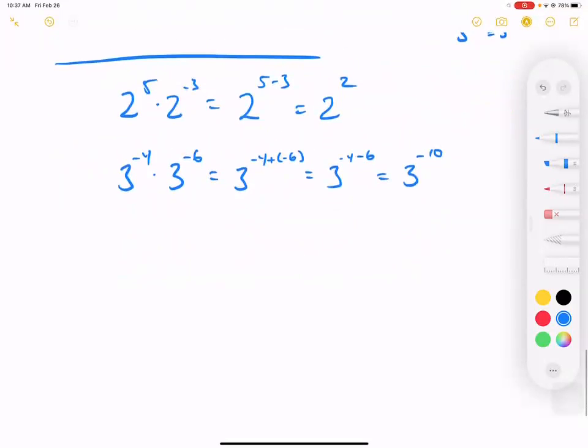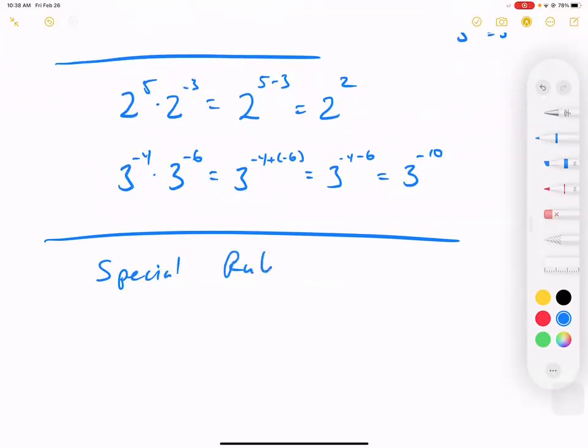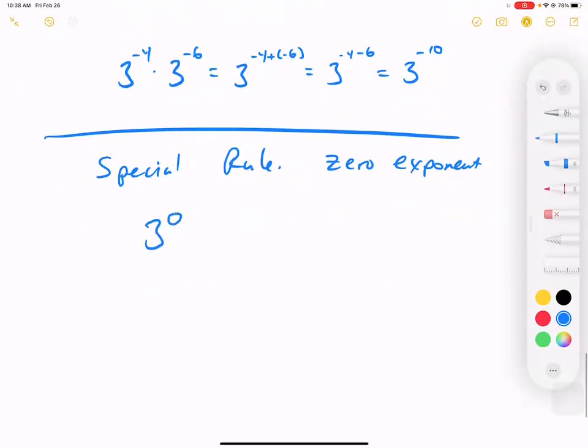And the last part is a special rule. Here's our special rule, and that's the 0 exponent. What if you have a 0 exponent? 3 to the 0, 5 to the 0, x to the 0. Whenever you have a 0 exponent, the answer is always automatically 1. X to the 0 power is 1 for x being a real number. And then 3 to the 0 is going to be 1. 5 to the 0 is 1.